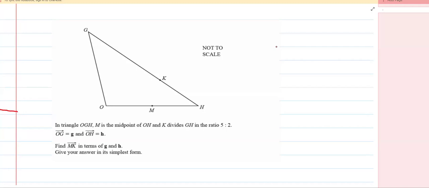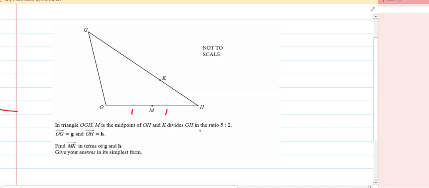It is given there is a triangle OGH. M is the midpoint. Remember, if M is the midpoint, it means half will be on this side, half will be on this side. And K divides the GH. Midpoint means it is 1 and 1 ratio. Always. If it's midpoint, it will be 1 and 1 ratio. Same ratio on both sides. Half on that side, half on that side. So usually if midpoint is given, no ratio will be given. It will be 1 and 1 ratio.